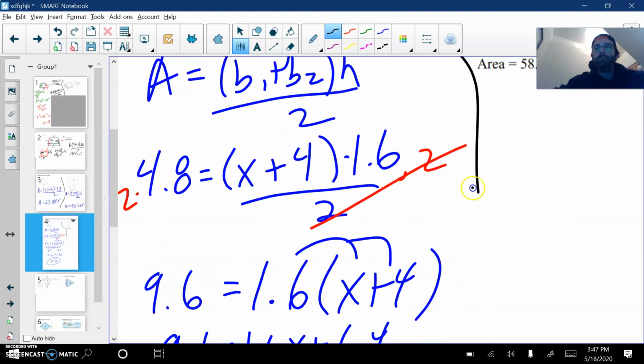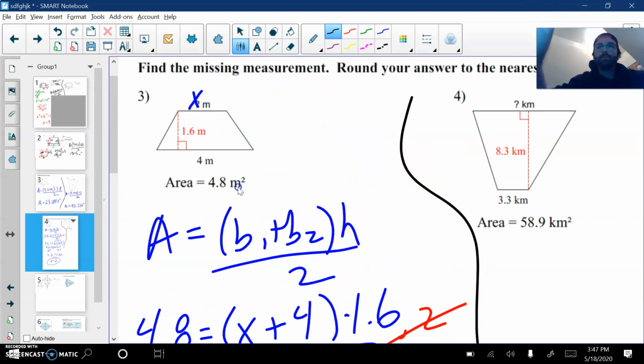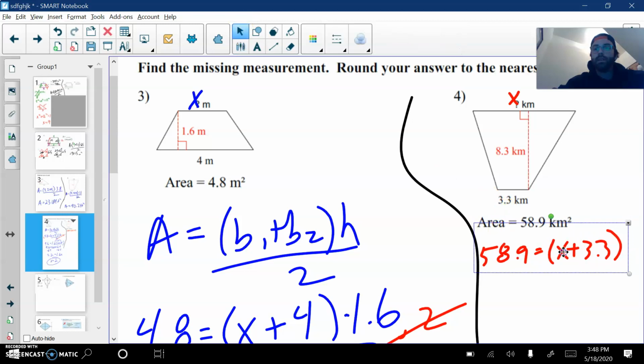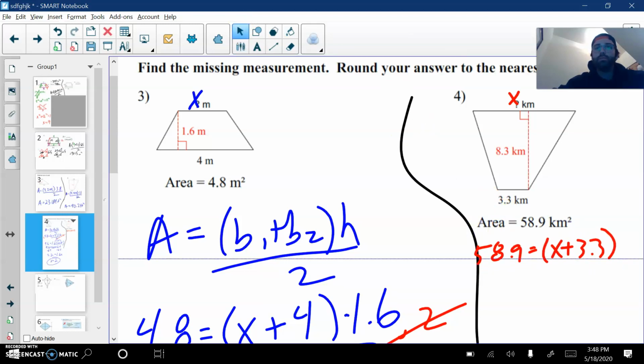Okay. Here we go. Scroll, scroll, scroll. There it is. So again, I'm going to call the missing side x. My area is 58.9 equals x plus 3.3. Now I realize this is the shorter side, I just like writing x first. Times the height, which is 8.3, all over 2.